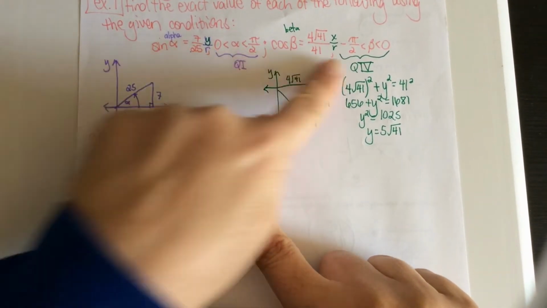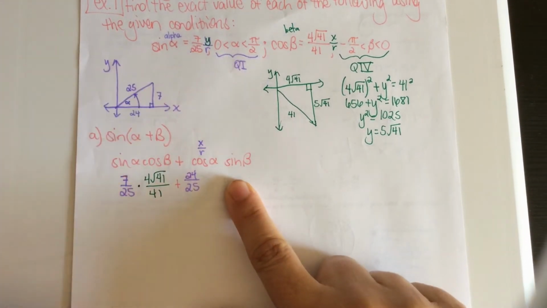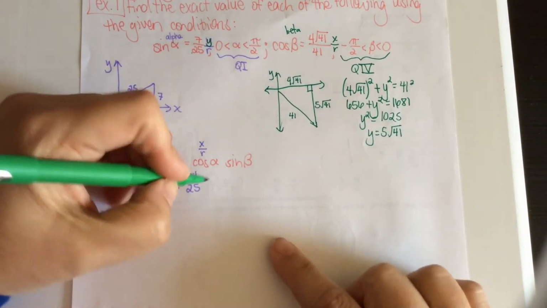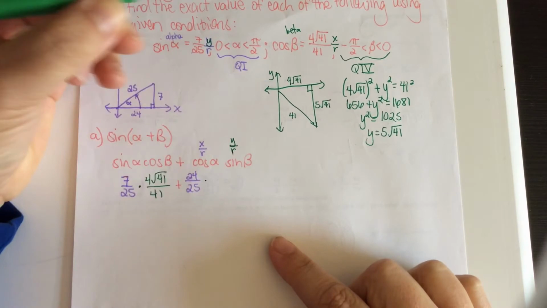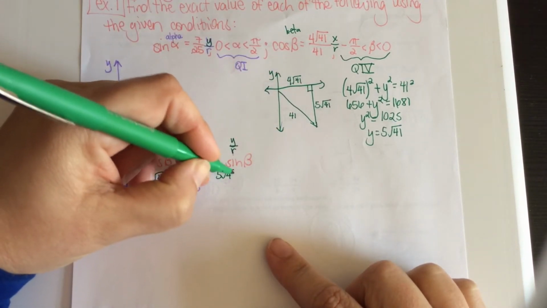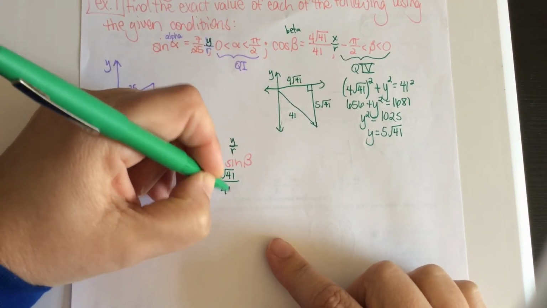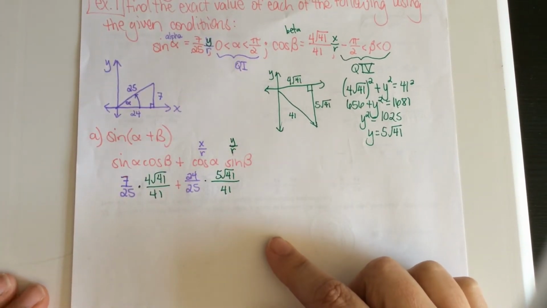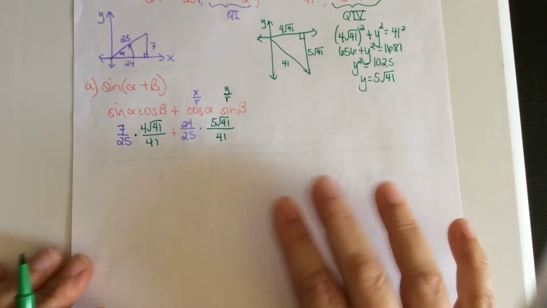Sine of beta also was not given to me. Okay. So I'm going to look at the picture. I want to remember that sine is y over r. So I'm going to look at the y value over the r value. And then now it's just arithmetic at this point.